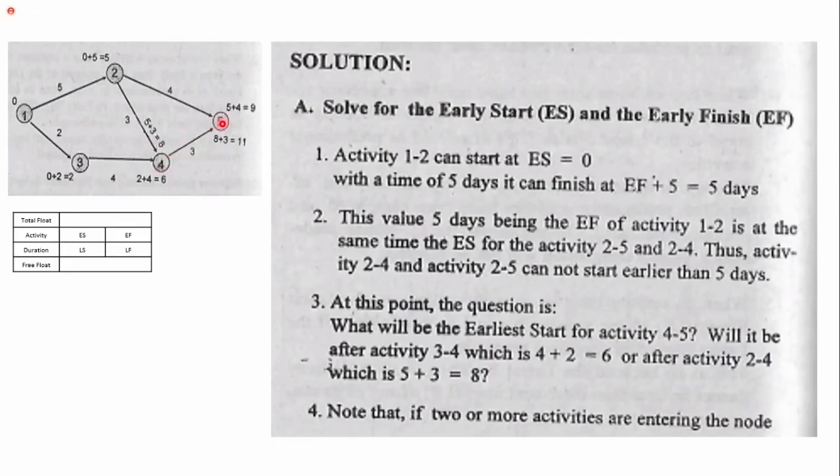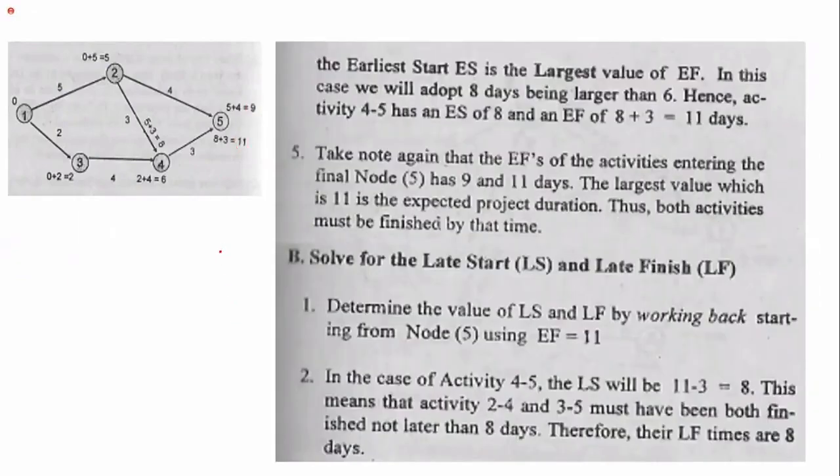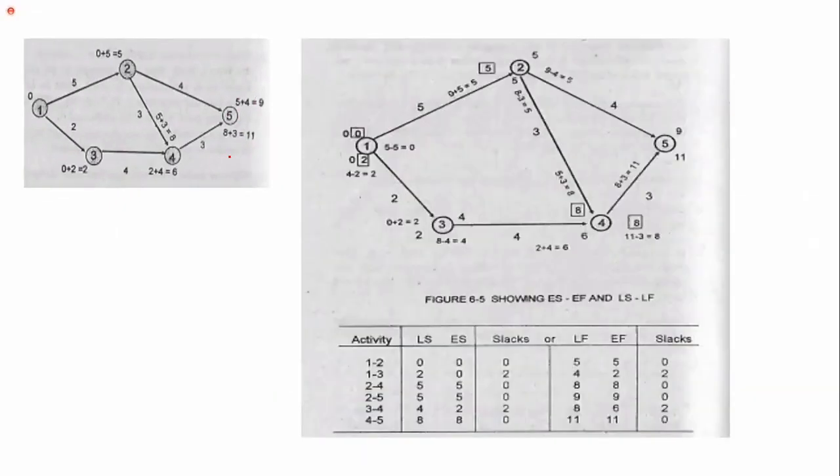Then to solve for the early finish of activity 4 to 5, we add 8 plus 3, which gives 11. On the other path, we have 5 plus 4, which is 9. So our critical path duration should be 11 days. Then we go backward.